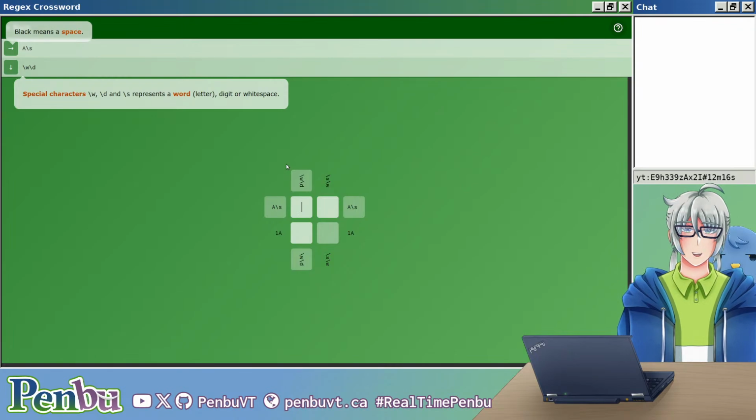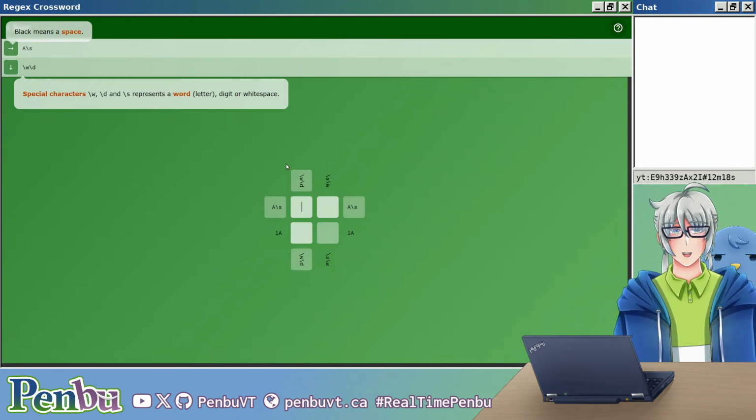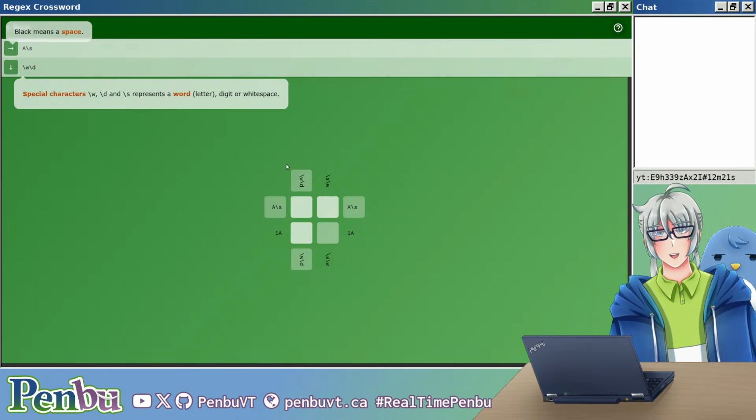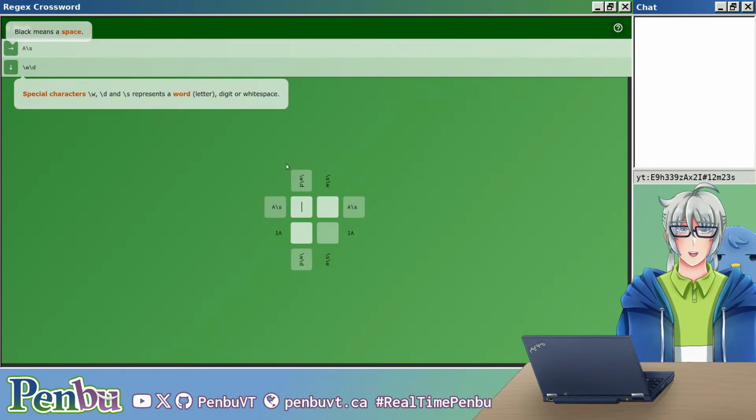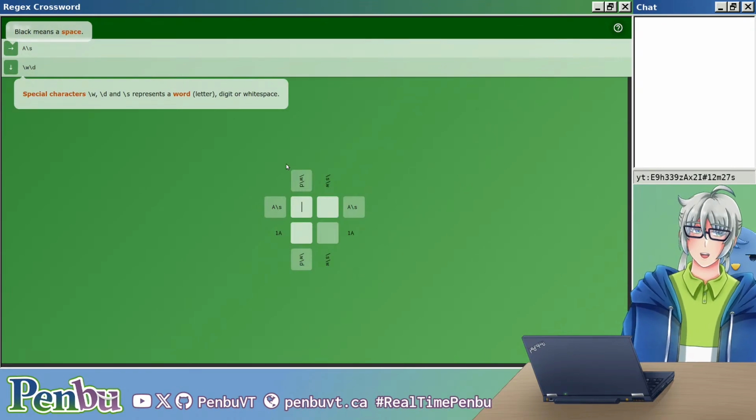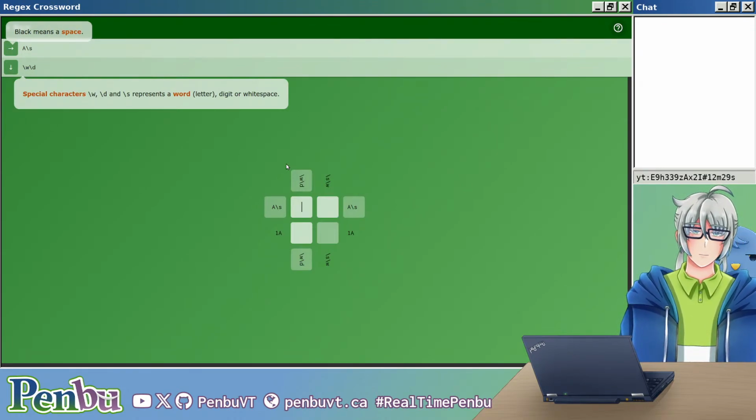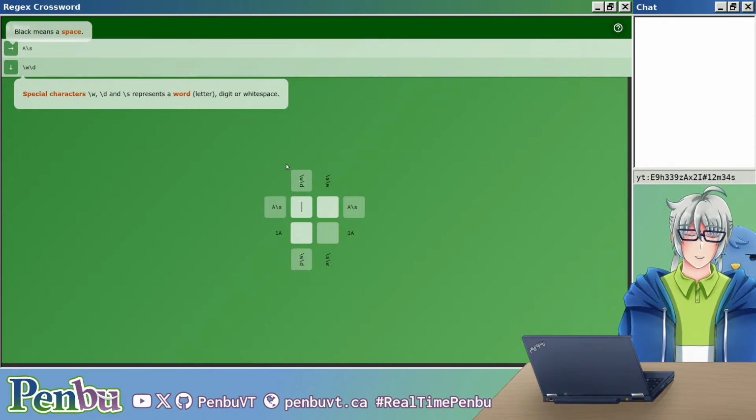By the way, the reason I'm starting earlier, if I didn't catch it in the Discord, is because I have a previous commitment at 8 p.m. So that is our hard stop today. But that's fine, because I don't think I might get bored of regex crosswords after an hour or an hour and a half. So this works out anyway.